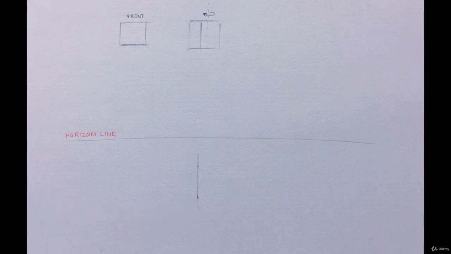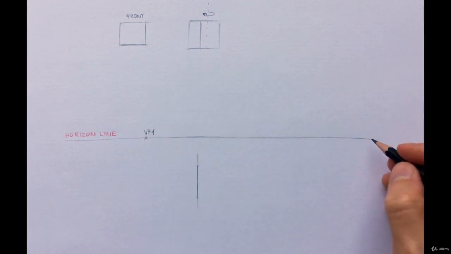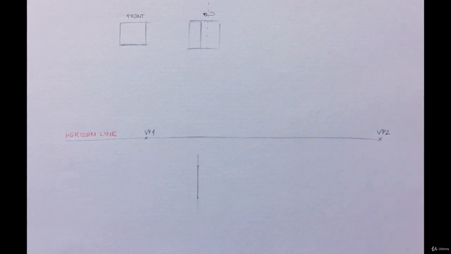Let me put these two vanishing points here and there. By the way, this is the reason it's called 2-point perspective, because there are two vanishing points. These two vanishing points have a certain relationship, so you cannot just place them anywhere. But it's an advanced topic. This topic is discussed in detail in my perspective drawing course.